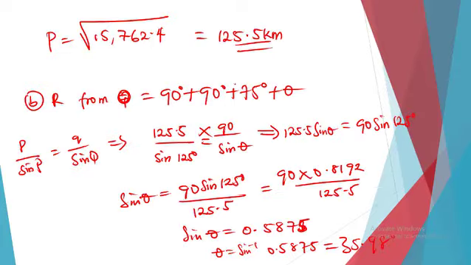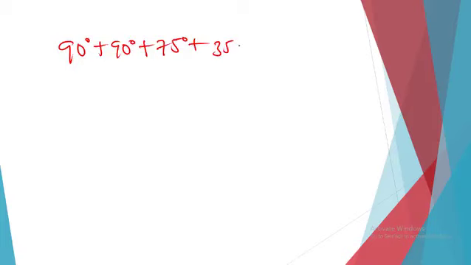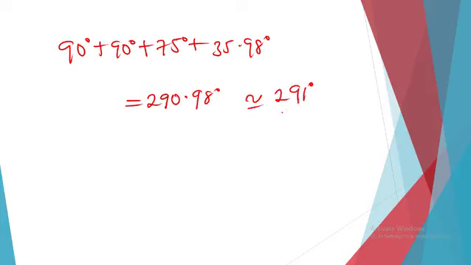So the bearing now would then be 90 degrees plus 90 degrees plus 75 degrees plus, what did we get? 35.98 degrees. Then if we add them together, what do we have? We have 290.98 degrees. Then to the nearest degree we have 291 degrees.